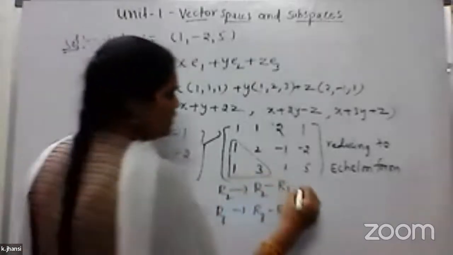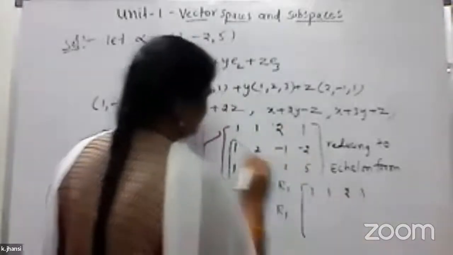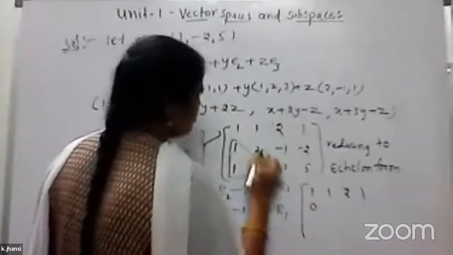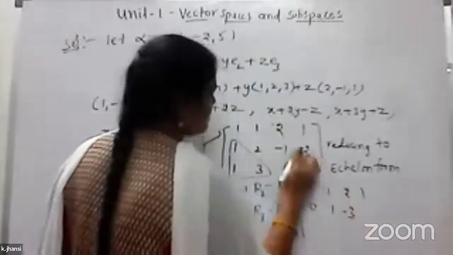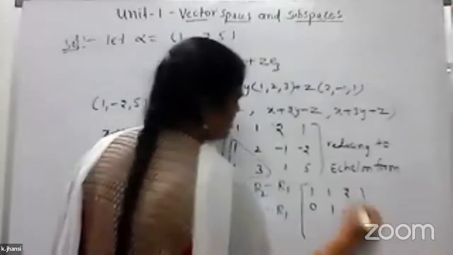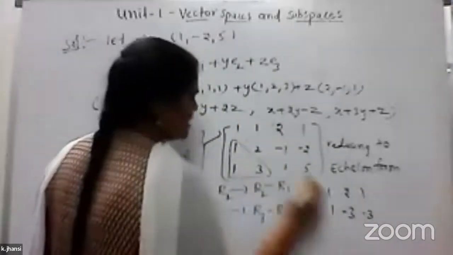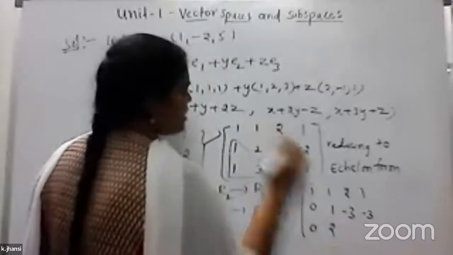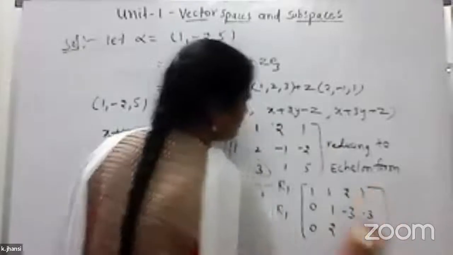So when you do this operation, you will get 1, 1, 2, 1. Next, 1 minus 1 is 0, 2 minus 1 is 1, minus 1 minus 2 is minus 3, minus 2 minus 1 is minus 3. Then 1 minus 1 is 0, 3 minus 1 is 2, 1 minus 2 is minus 1, 5 minus 1 is 4.